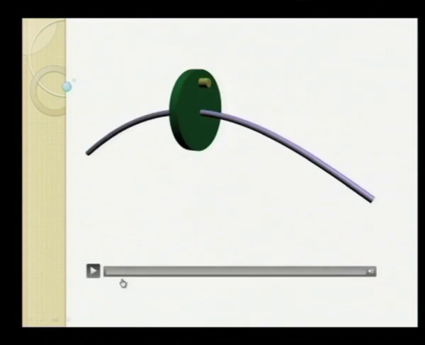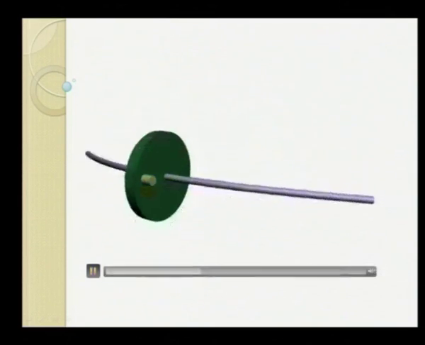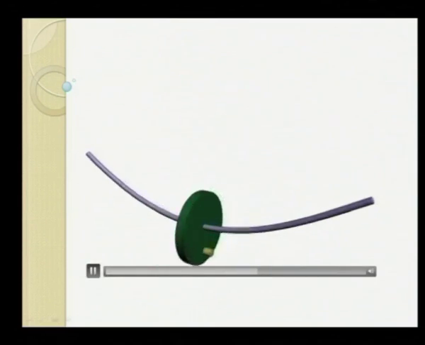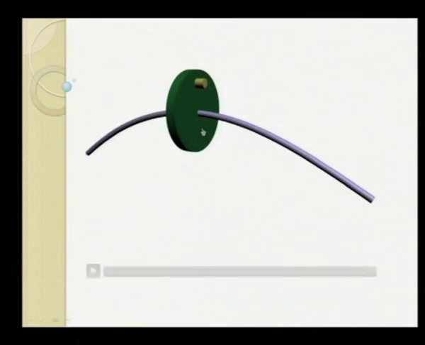This is the animation of a Jeffcott rotor, in which the disc is at the center and the unbalance which we have shown here is away from the bearing axis. That means we are operating below the critical speed, and because the disc is at the center, tilting of the shaft is not taking place in this particular case. The shaft remains vertical during motion.